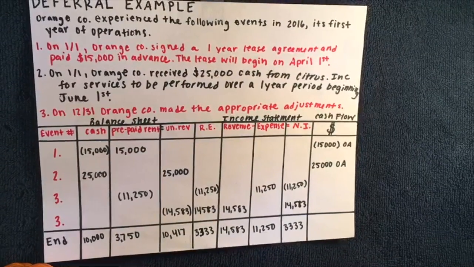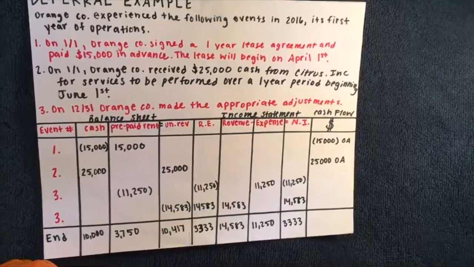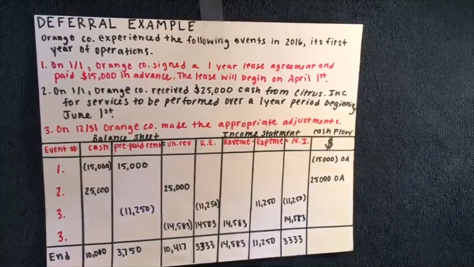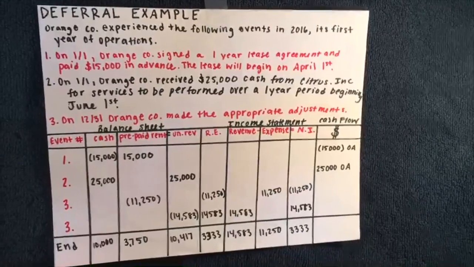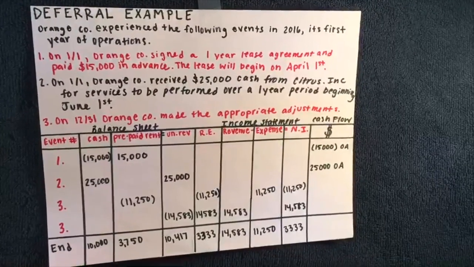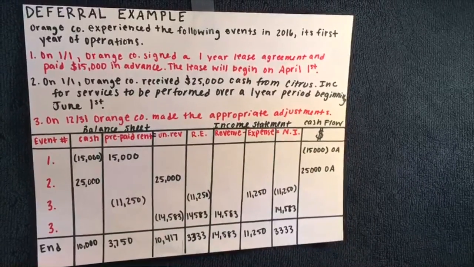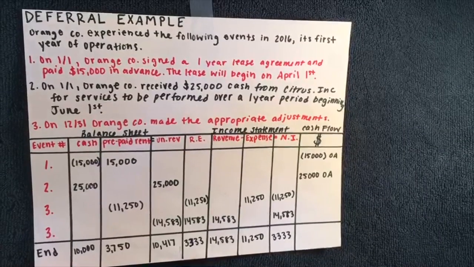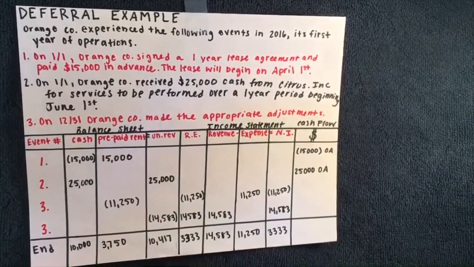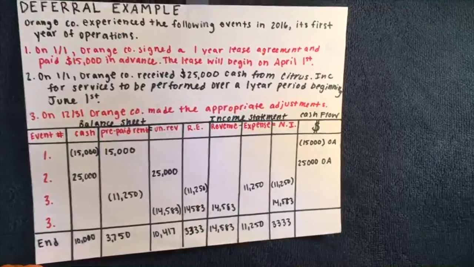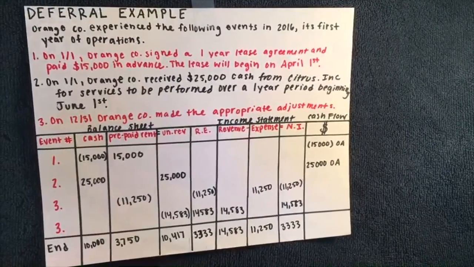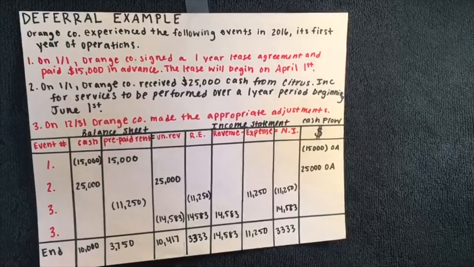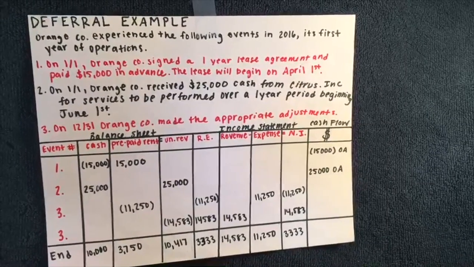In Event 2, on the same day, Orange Company received $25,000 cash from Citrus Inc. for services to be performed over a one-year period beginning June 1st. This will increase the cash account $25,000 as well as increase the unearned revenue account $25,000. This will be a $25,000 inflow from operating activities.